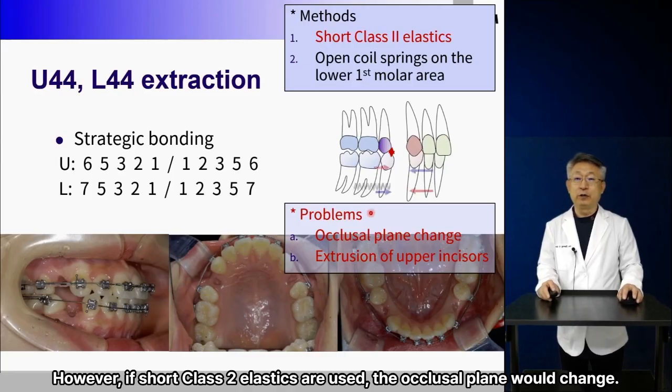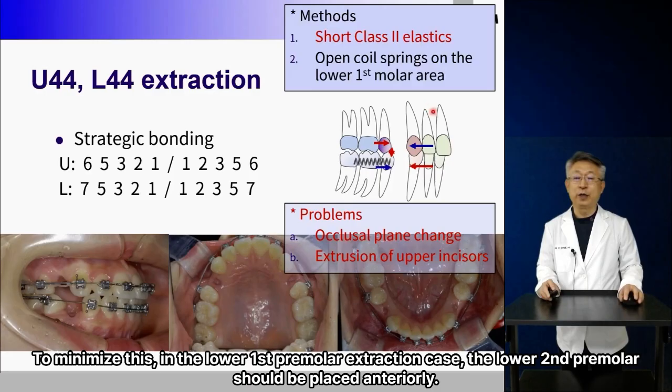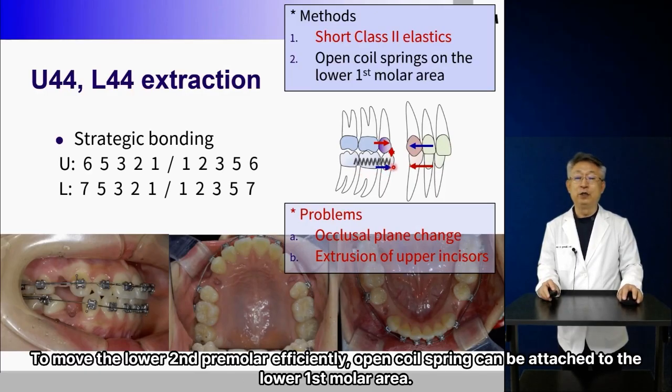However, if short Class 2 elastics are used, the occlusal plane would change. So upper incisors would be extruded. To minimize this, in the lower first premolar extraction case, the lower second premolar should be placed anteriorly. To move the lower second premolar efficiently, an open coil spring can be attached to the lower first molar area.